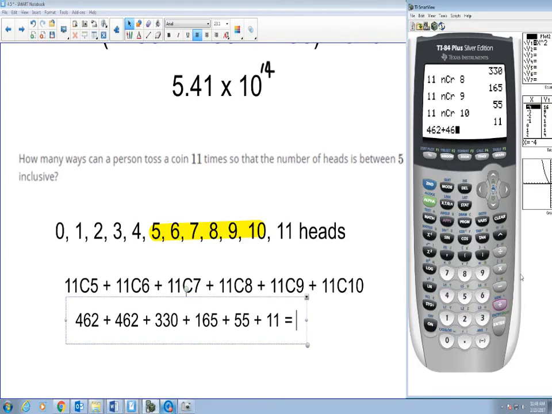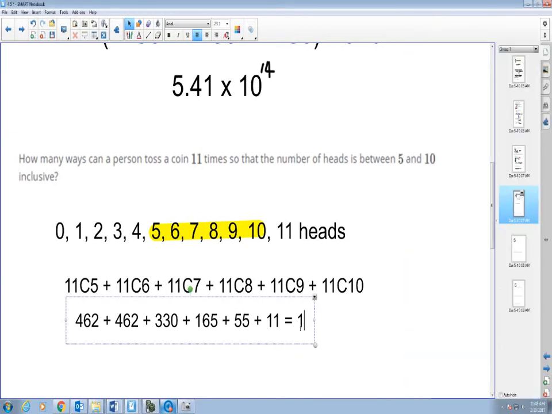Okay. Alright, add them all up. 462 plus 462 plus 330 plus 165, 55 and 11. 1,485. There are 1,485 ways we can get different heads, between 5 to 10 heads inclusive. Alright.